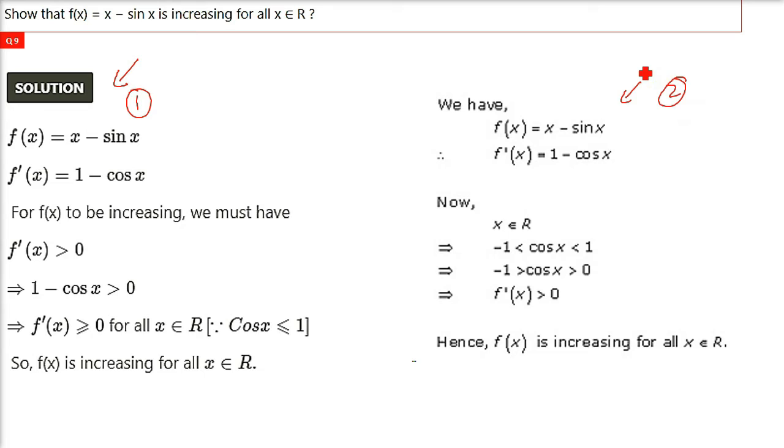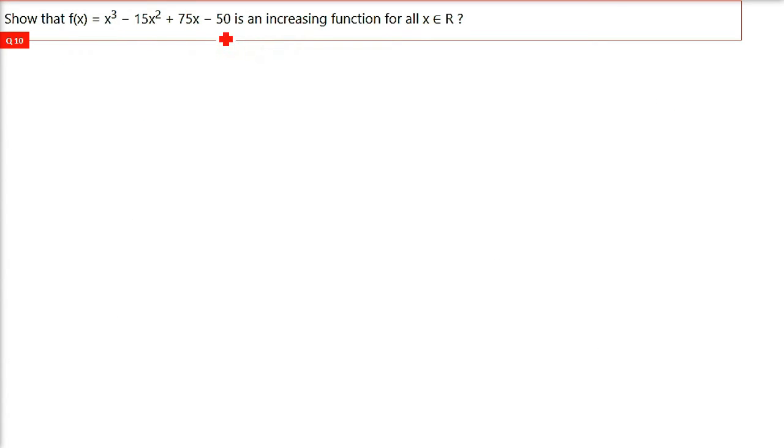So different ways to do the same question, different ways to write it also. Show that this is an increasing function for all x belongs to R. We have done questions like this, but specifically we just have to show that it is an increasing function on the real numbers. So we'll just differentiate this.